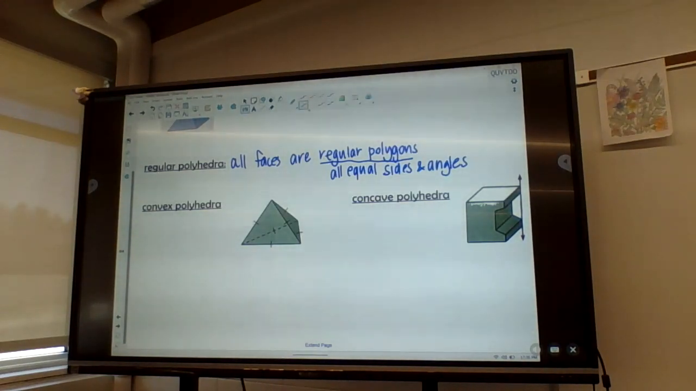So the shape we have here is a convex polyhedra, but it's also a regular one because it has all equal sides. It's an equilateral triangle on all the edges. But then they have a concave polyhedra. This one's not regular. But if you notice, it's kind of going in. It's dented in, but it's still a polyhedra because all those sides are polygons. So concave, it can kind of break in there.